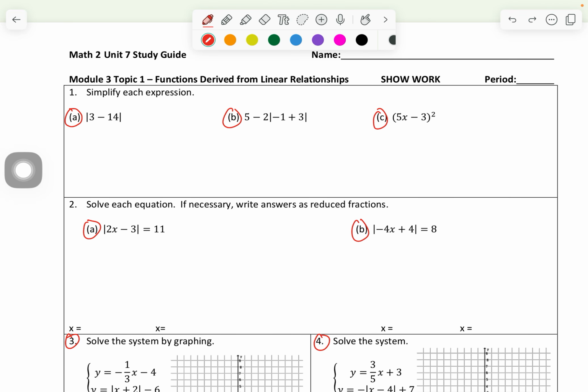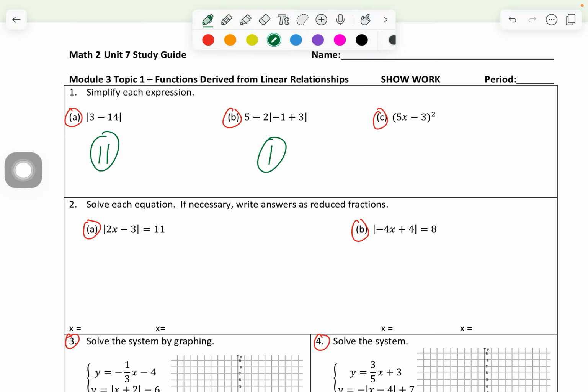This whole first row, not the whole first row, just letters A and B, are the calculator ones. You just plug them in the calculator. Absolute value of 3 minus 14 is 11. Put it in the calculator, try it out. B, put all that in the calculator. As I do that in my head, I should get 1. Double checking myself, yep, you should get 1.